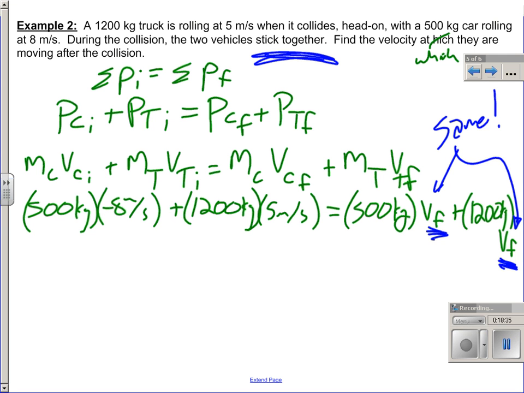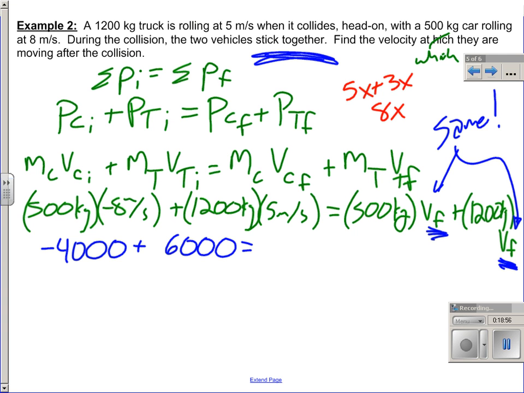All right, so look what happens, you guys. This is actually pretty easy. You get 500 times -8 gives you -4,000, plus the 1,200 times 5 gives you 6,000, equals, check it out, you guys know this. Look, quick side note. What's 5x plus 3x? Isn't that 8x? So what's 500 VF plus 1,200 VF? Oh, that's 1,700 VF, right?